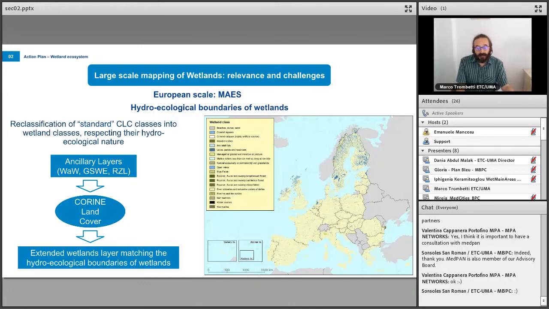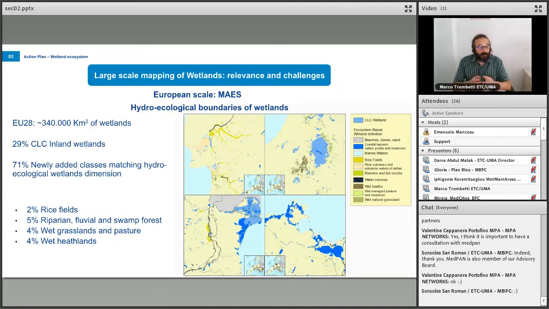This product is an extent map of wetlands at European level, following a hydrological definition of wetland, which is very important. For example, for MiWs, wetlands were defined in a way which covered only 30% of the total extent of wetland. With our new product, we are able to map the whole extent of wetlands in Europe, and also map wetland habitat types, which are very limited in extent, but extremely important from the biodiversity point of view.